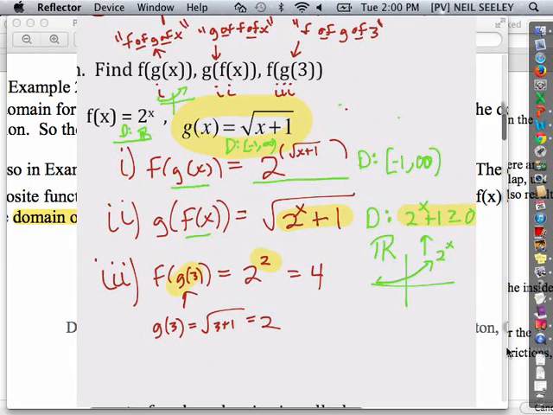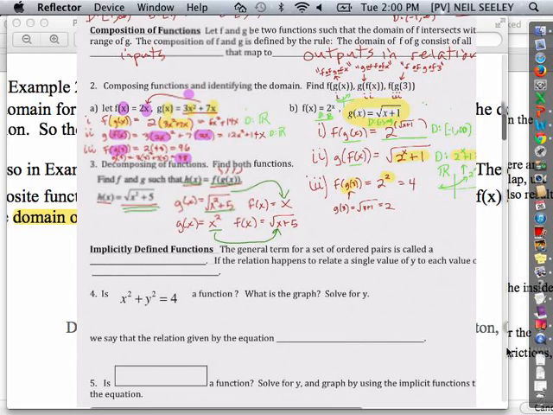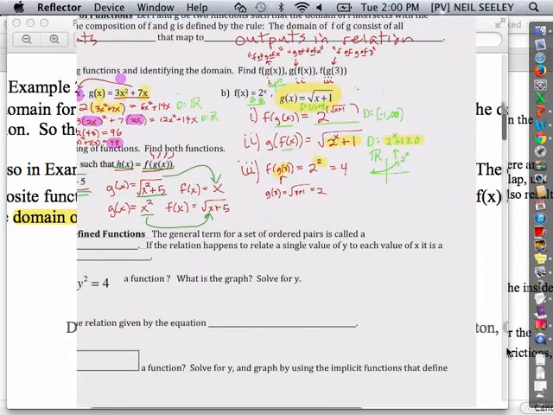That's basic composite functions and their domains. What do you think? Can you lob some good ones at me? Go for it, Sydney.